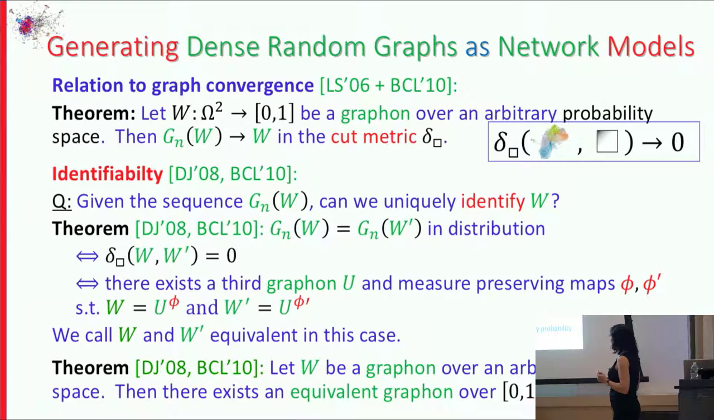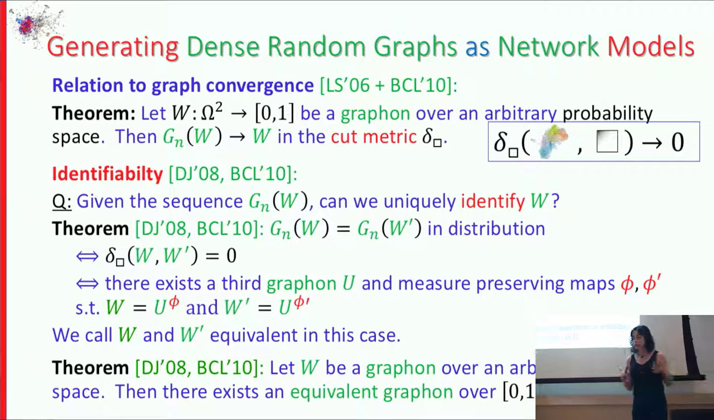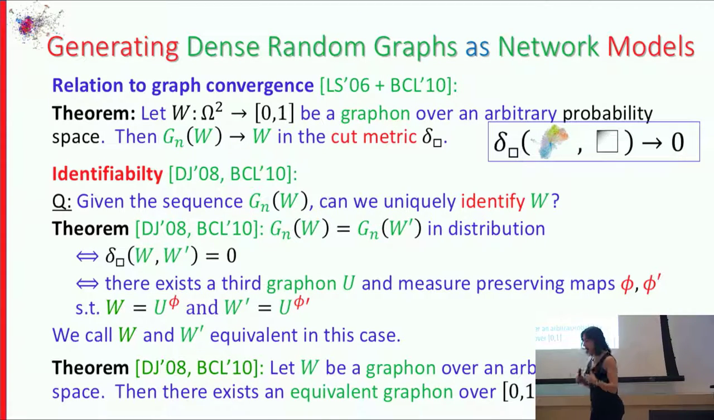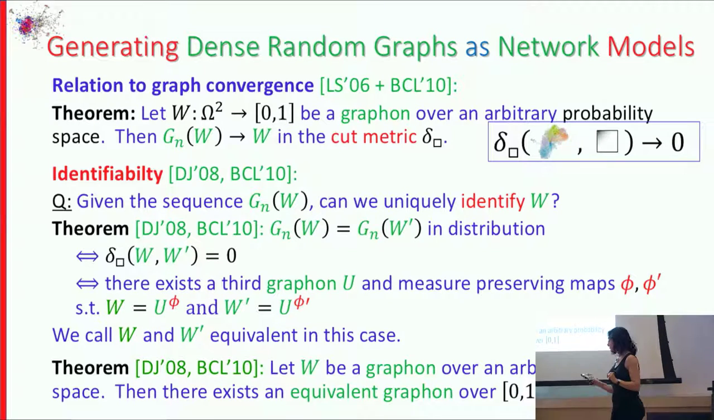Diaconis and Janssen, and then also using our results with Lotze: if W is a graphon over an arbitrary probability space, then there's an equivalent graphon over 0, 1. And you may say, oh, that's great. I have this really complicated feature space, which is my height and my mathematical ability, and I'm just going to reduce it to this one-dimensional thing, 0, 1. But when I do that, W might have started out a really nice function, and it might become horrendously ugly under this transformation. So if you are a real data scientist, you don't want to do that. You want to try to deal with it on its original feature space.